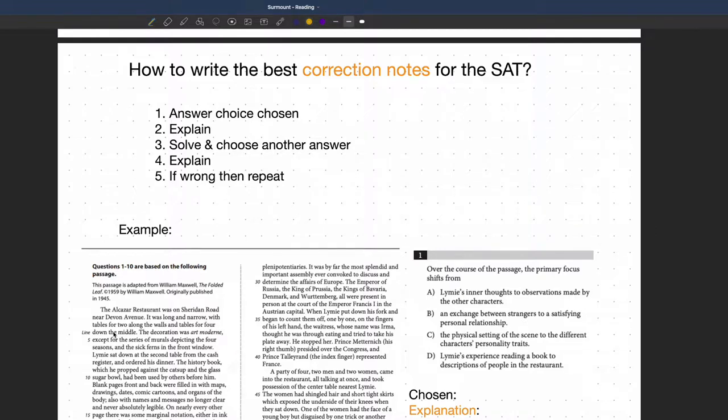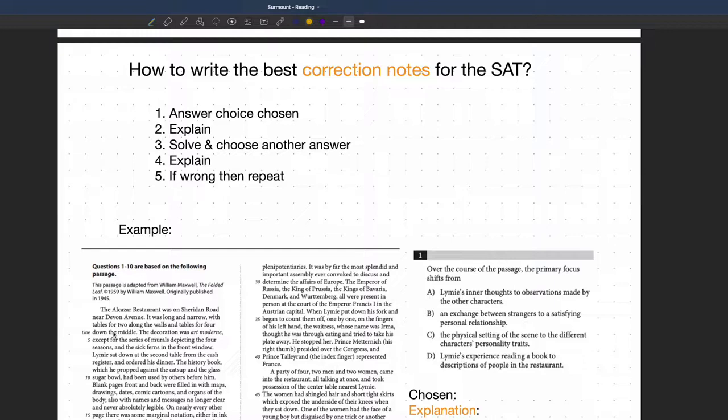Today we're going to talk about correction notes. So how do you write the best correction notes for the reading section of the SAT? First of all, when you get a question incorrect, you should first address the answer choice that you have chosen. For example, maybe you chose A, and then you write A, and then you have to explain why you thought that was the answer to the question.